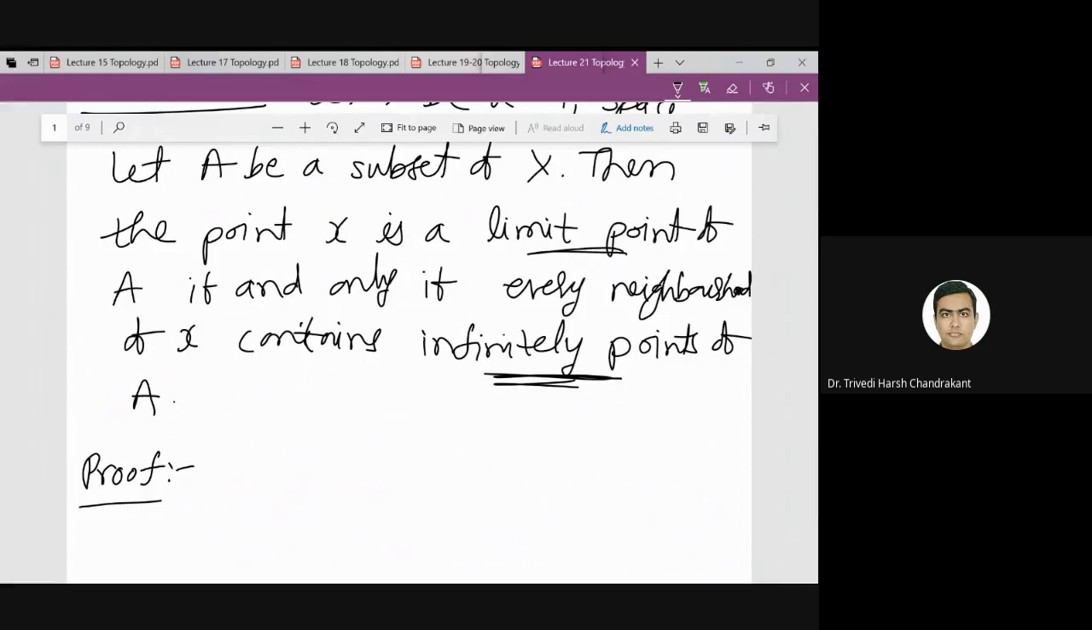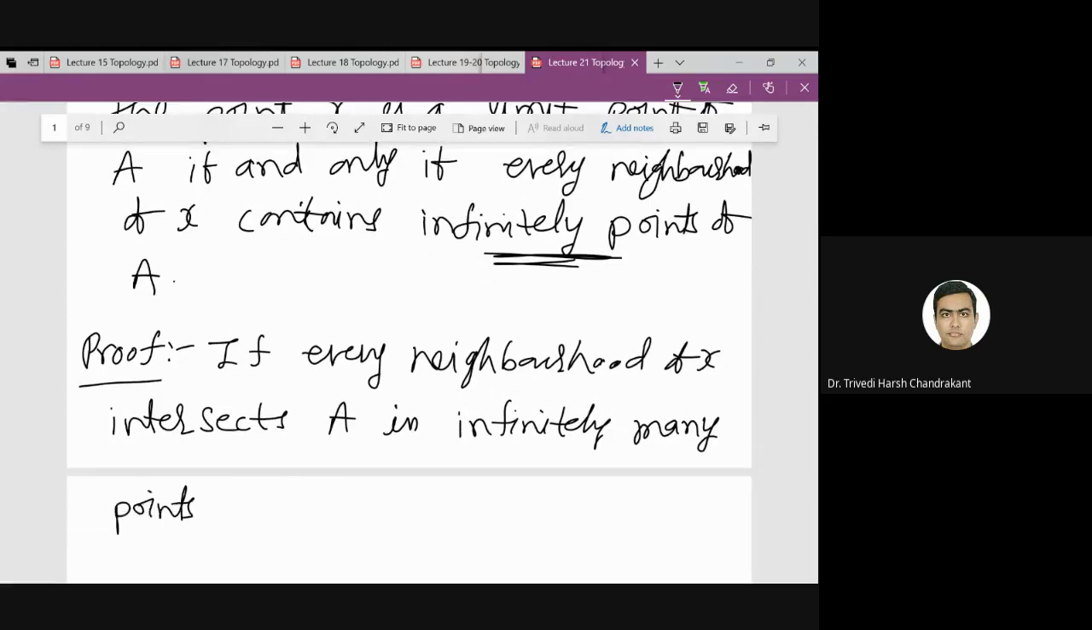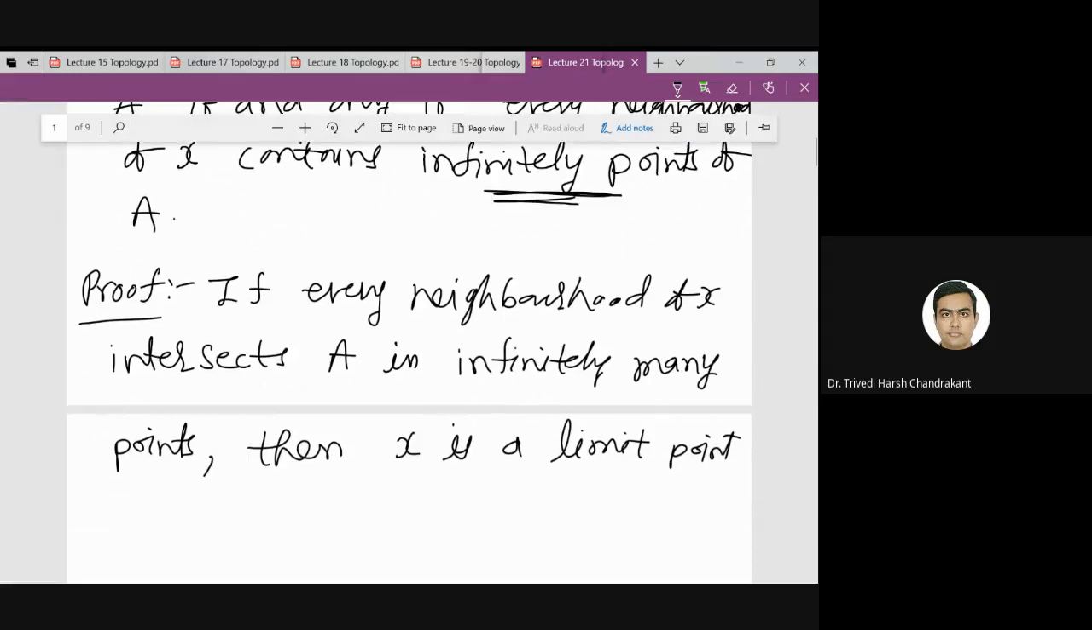So let us write it down. If every neighborhood, meaning open set, of x intersects A in infinitely many points, then x is a limit point of A. So this part is trivial.